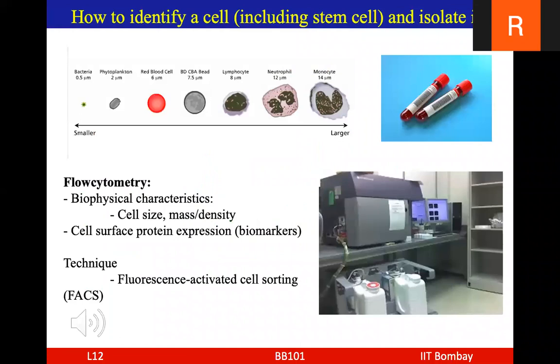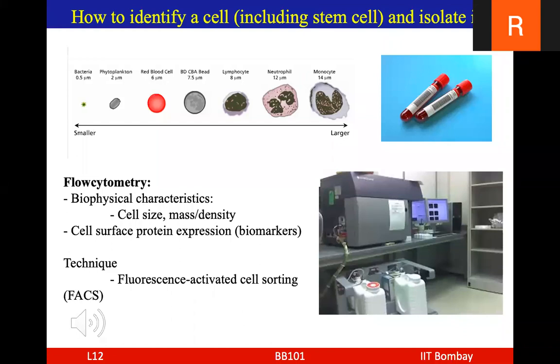Some of you may be thinking that in the blood there are many different types of cells. In fact, not just in the blood, in our body there are different types of cells. Some are small, some are big, right? Some look different, some have different protein expression profiles.